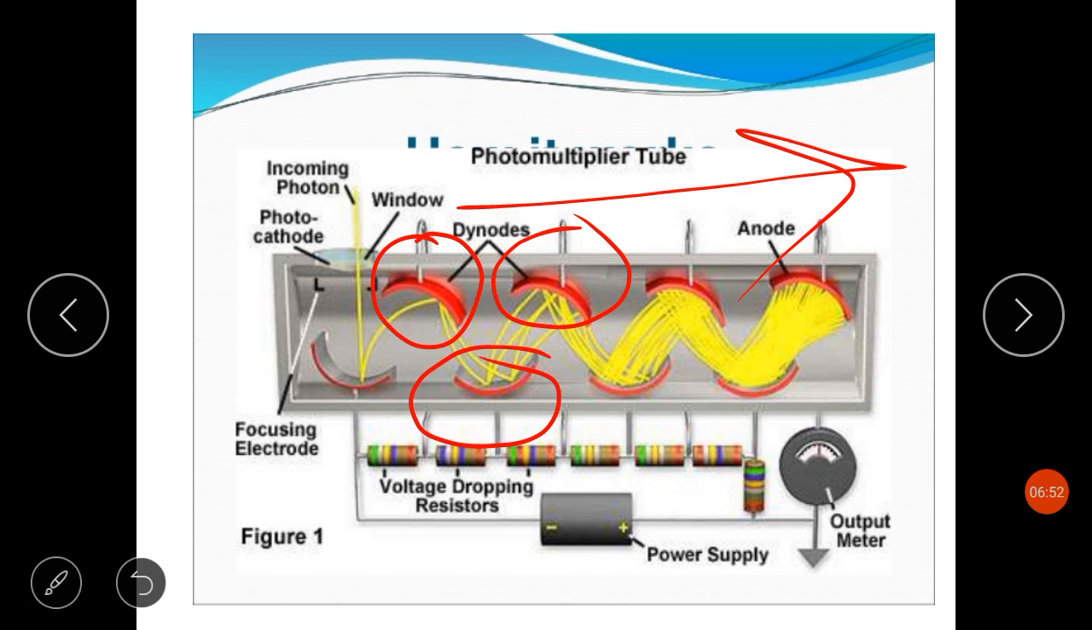So this is how electrons are traveling. Moreover, the voltages applied between these diodes, or you can say between the photosensitive cathode and the diodes, are such that the electrons get accelerated and strike the diode and emit more secondary electrons. That is what I am trying to say. The voltage is applied in such a way that secondary emission of electrons takes place because of the primary electrons. So this is the working of the photomultiplier tube.